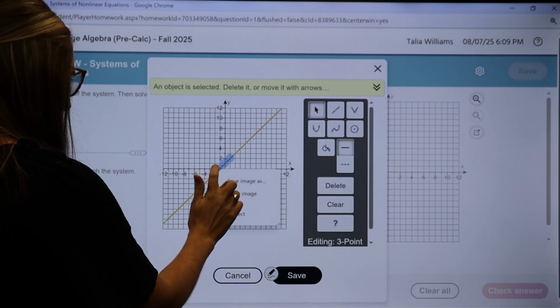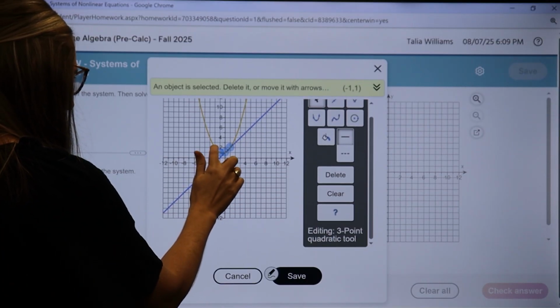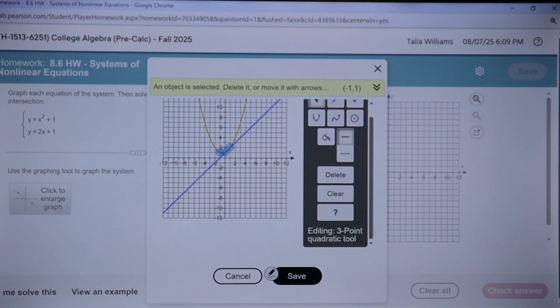Oh man, I need to go to the computer. I can't graph this with my finger. Okay. Mouse.